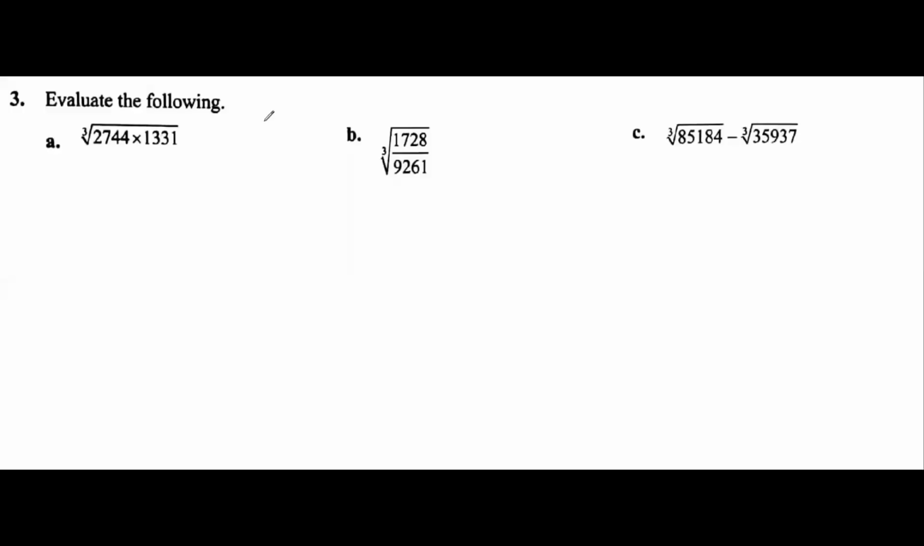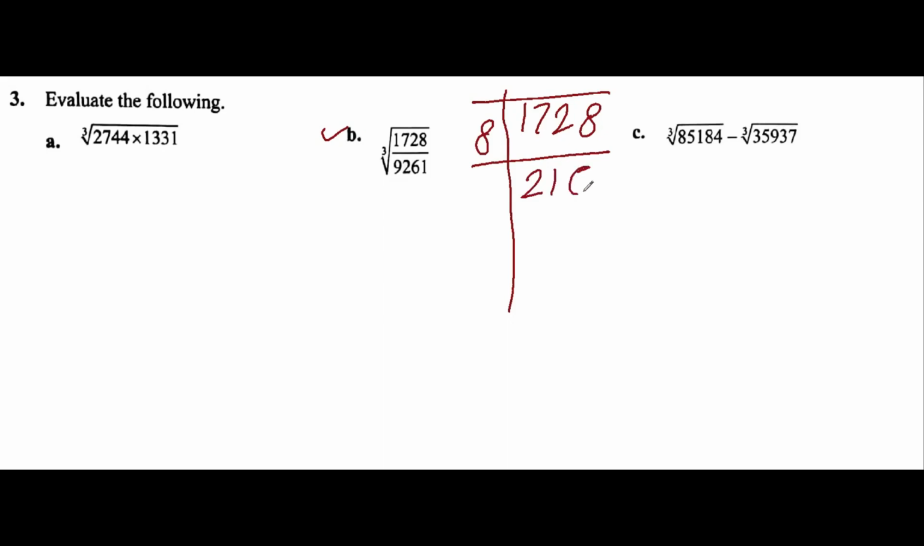Okay, so question number 3, it says evaluate the following. I am going to solve this B1. So first step is to find the factors of 1728. Let me do this by dividing 1728 by 8 directly. So I will get 216. This 216 is again divisible by 8. So I will get 27. 27 is what? It is 3 cube. So I'm not writing it.